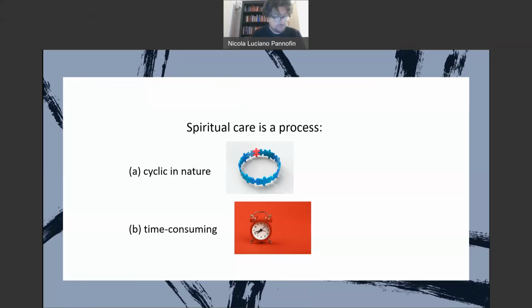The issue of time available for spiritual care is also a crucial aspect to be taken into account when choosing the tools for collecting spiritual histories, which is the focus of the next 2 lectures.